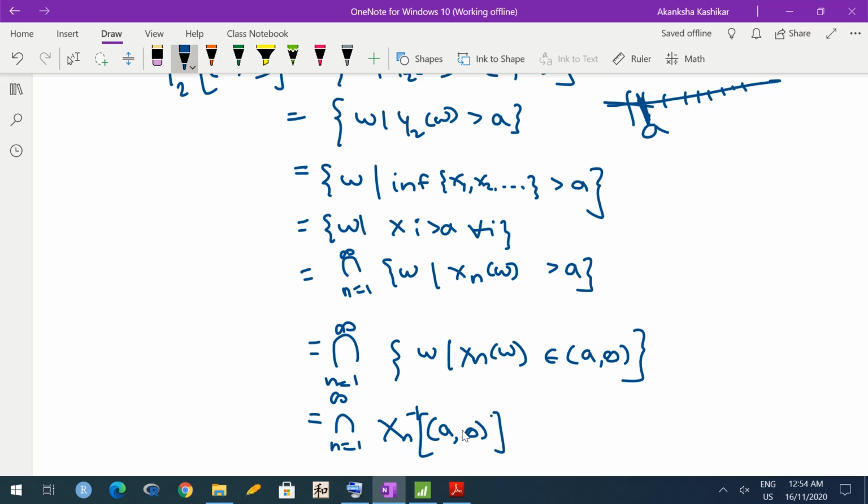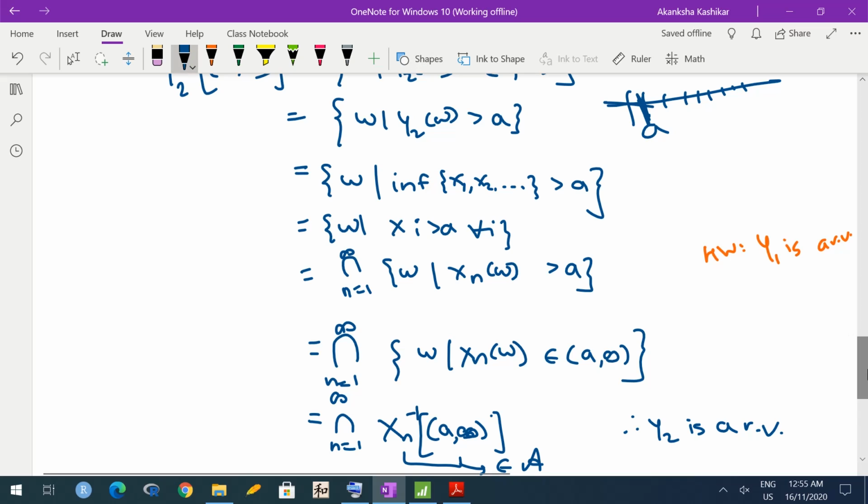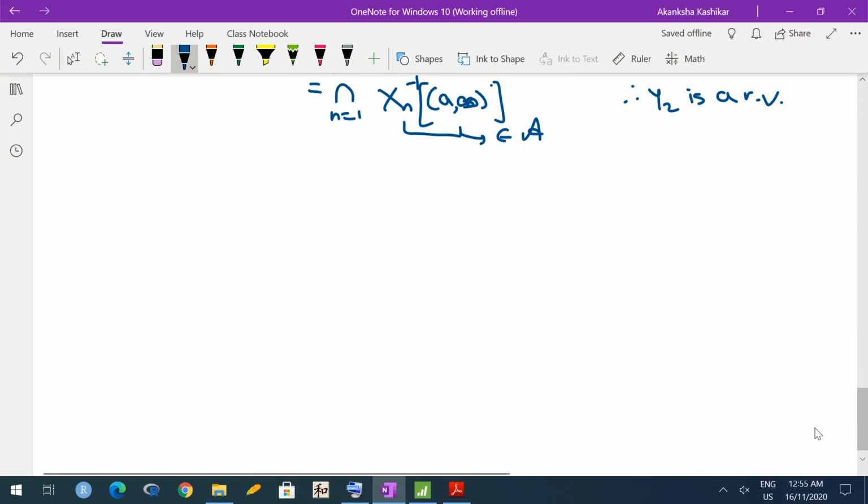Now since Xn is a random variable for every n, each of these sets belongs to script A, and since script A is a sigma field, a countable intersection of sets inside script A is also in script A. Okay, therefore Y2 is a random variable. Now your homework is to prove it for Y1. Okay, so homework is: prove that Y1 is a random variable. Okay, so these are two we have proved: maximum and minimum are random variables.